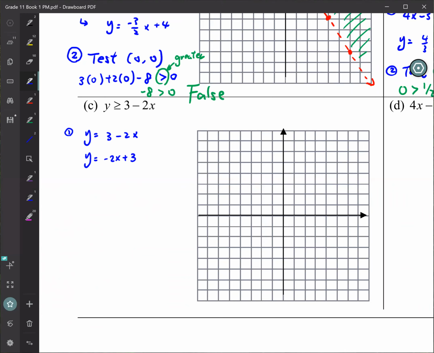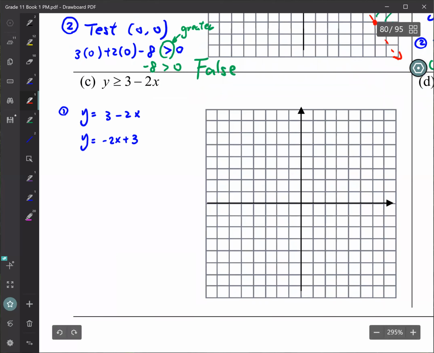So where do we put the y-intercept? Ivy? The y-intercept? Yeah. 3. I mean, yeah. What's the coordinate? 0, 3. 0, 3, very good. Okay, 0, 3 will be here. Okay, now the next part is the slope. We need to get the slope. Brandon, what's the slope?